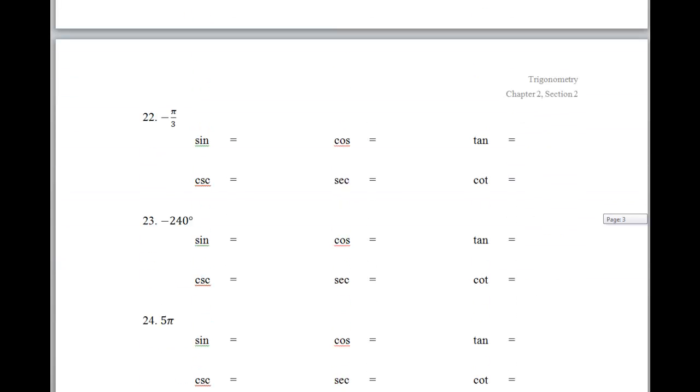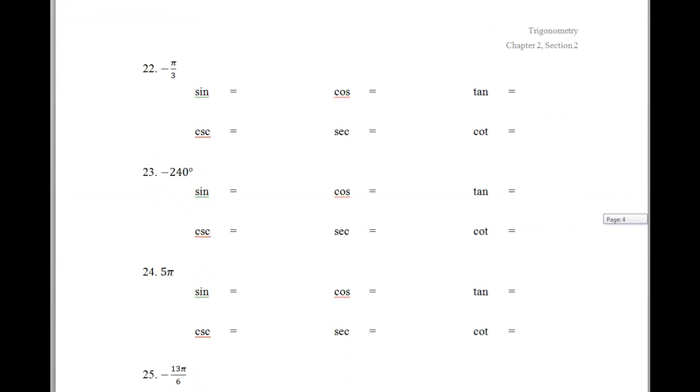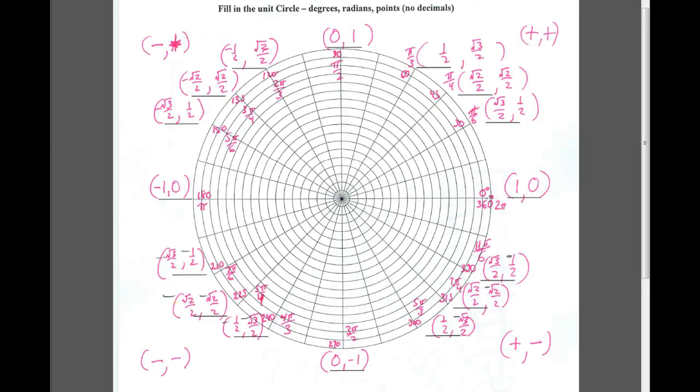Now, moving on to negative pi over 3. So if you look back at the unit circle, since pi over 3 is 60 degrees, we can do the 60 degree swing right here. So it's equivalent to 5 pi over 3. So at this location, our sine is going to be, let me move back to the other screen.